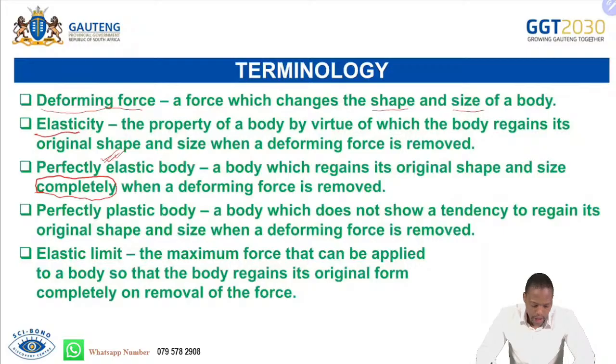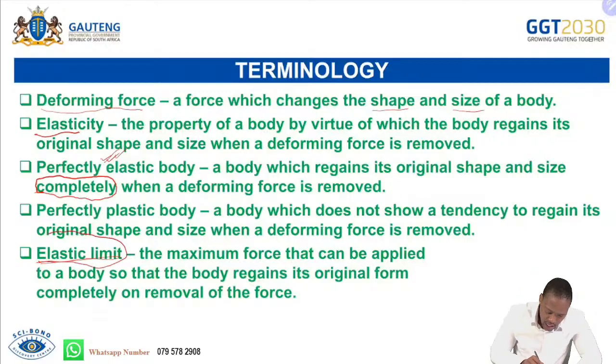And then we're also going to look at elastic limit. We're going to say the elastic limit is the maximum force that can be applied to a body so that the body regains its original form completely on removal of the force. All objects are going to have that elastic limit where you will stretch, or compress it, to a point where it is no longer going back into its original form or original shape and size. We would say that object has reached what is called its elastic limit.